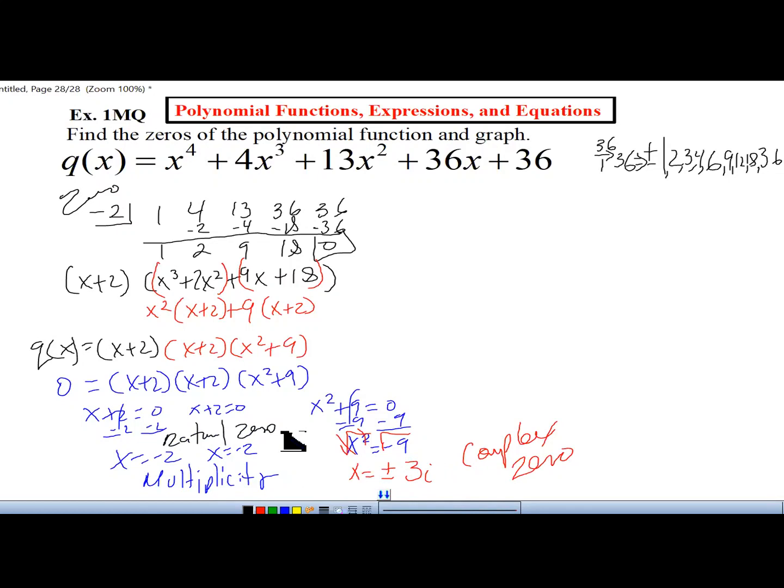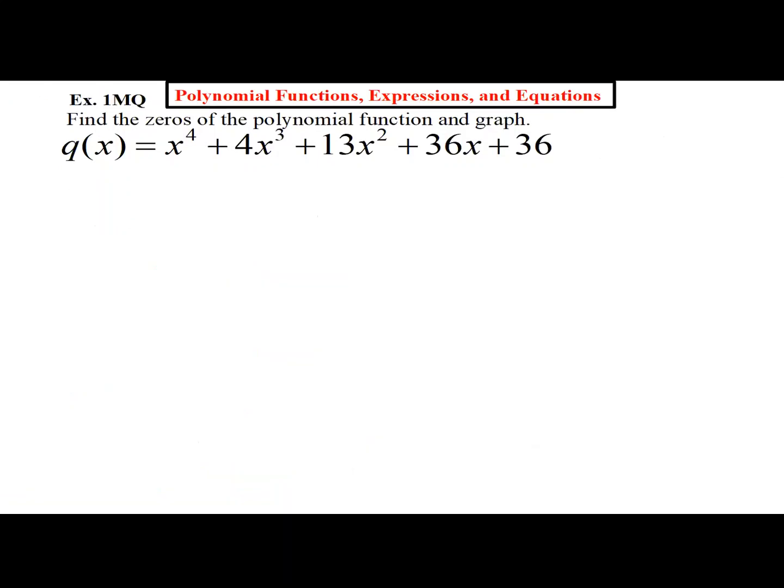You're like, and that's all we do? That's all you do. You don't have to graph it. You don't have to do anything else. Once you get to the point where you find a complex 0, you stop right there. Okay? Last problem. Ready? Here we go.